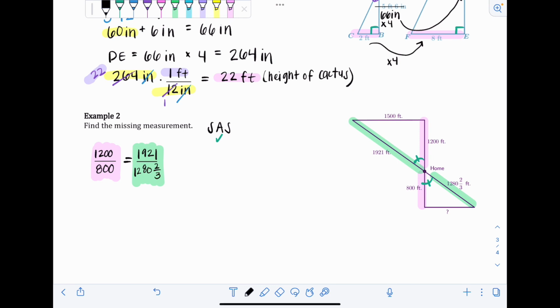But 1,280 and 2/3 is kind of a doozy, because 2/3 is a decimal that doesn't terminate, so we can't really change it to decimal form, which is unfortunate. So we'll just have to simplify it piece by piece, which is okay. So what I'm going to do is just go ahead and get the 1,200 over 800 simplified, so we can just divide those. So if I divide those, that's 1.5.